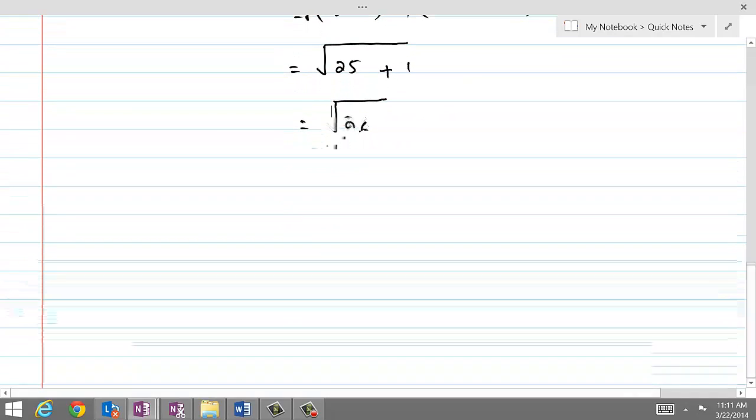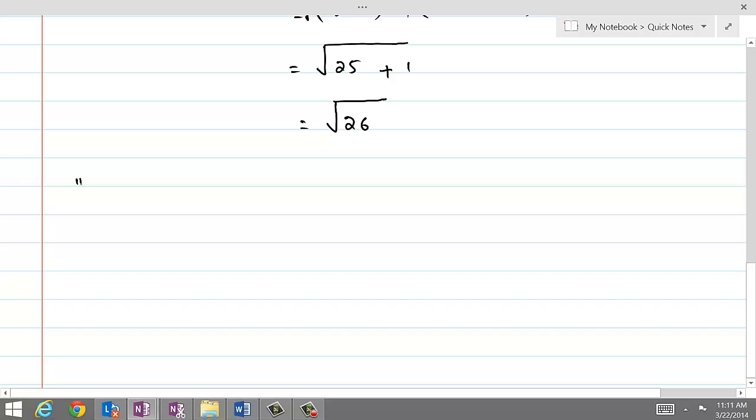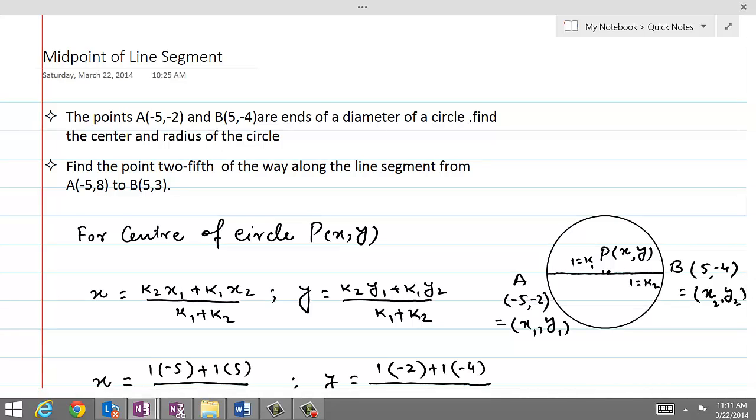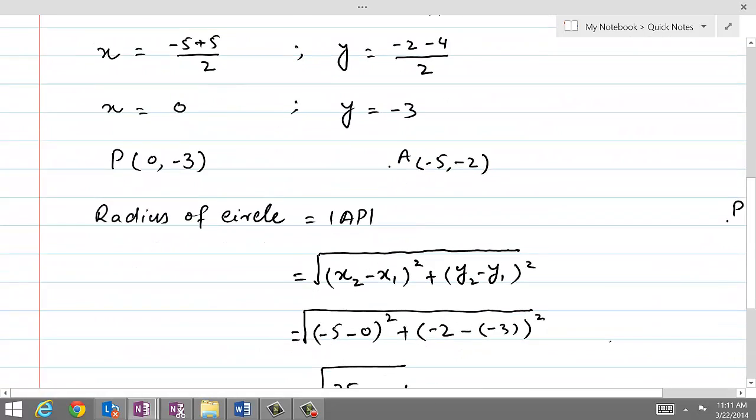Now for question number 2. We are given points A and B. Let's call this A, which has coordinates minus 5, 8, and there is another point B, which has coordinates 5, 3. Let's confirm if these are the coordinates of the points: minus 5, 8 and 5, 3.